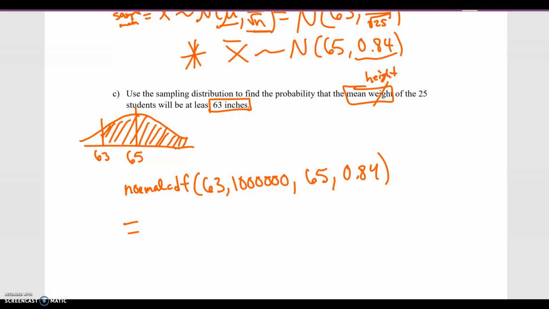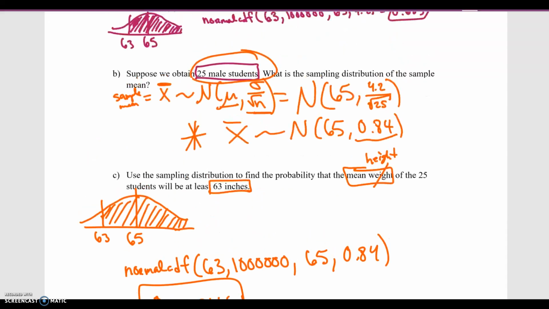Second data, normal CDF, 65. Now we're going to change our sigma to 0.84. This is going to be from 63 all the way to infinity. And what we're going to get is a really large probability, 0.9914 approximately. So the probability that the mean height of these 25 students will be at least 63 inches is about 99%, which is almost certain. That's basically all it is.